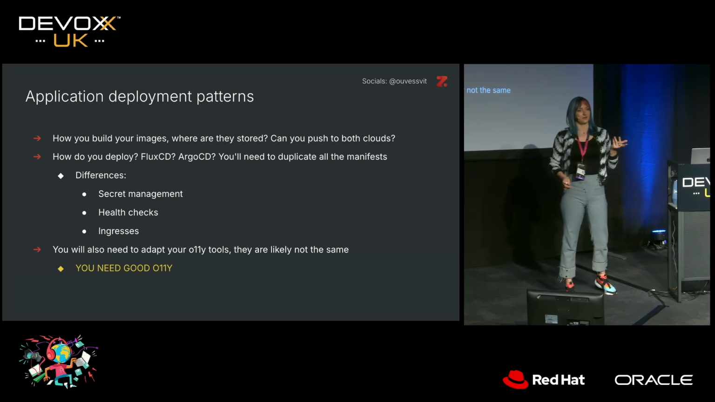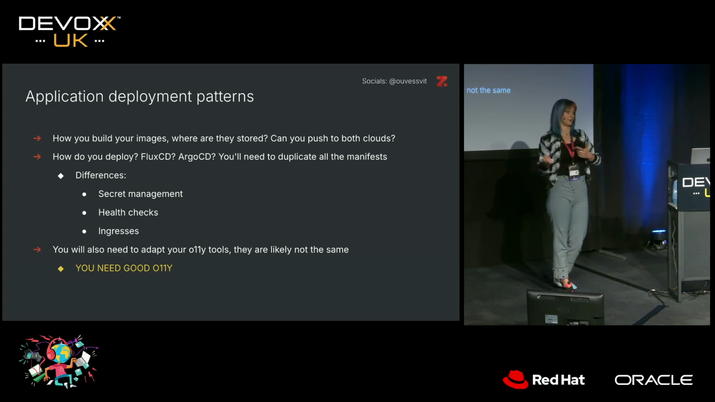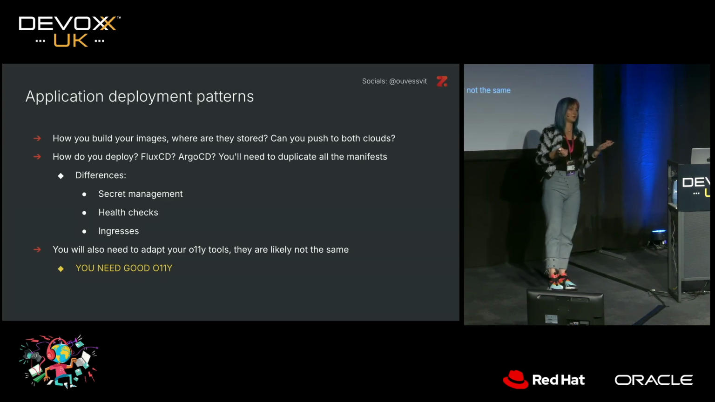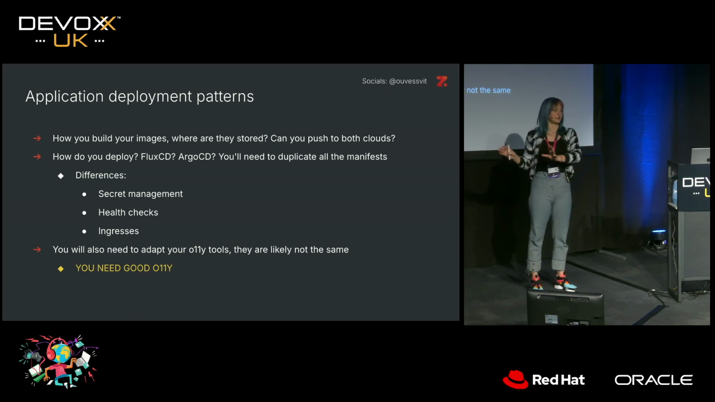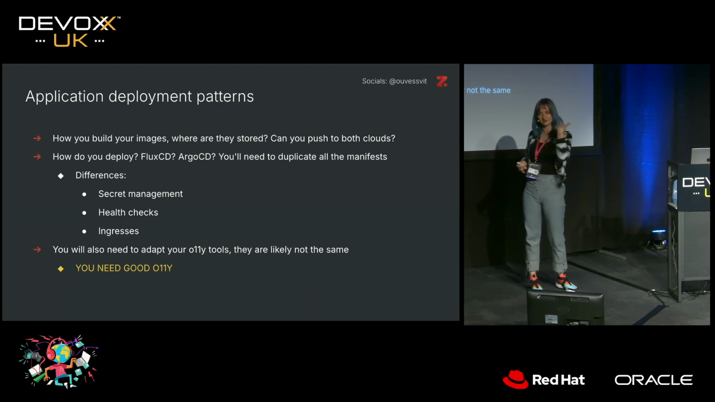Most of the things, if you do have a CD tool like Flux, you will be able to just redeploy the same manifests. You know, the concept of Kubernetes is that whatever it is, it's Kubernetes. And you can just take your manifests and deploy them on the other side. There will be some differences, though.